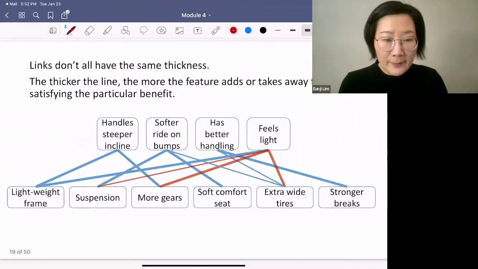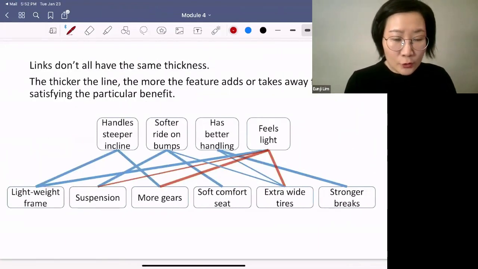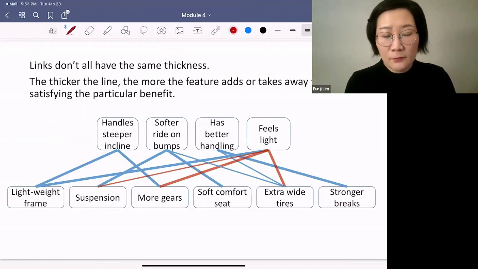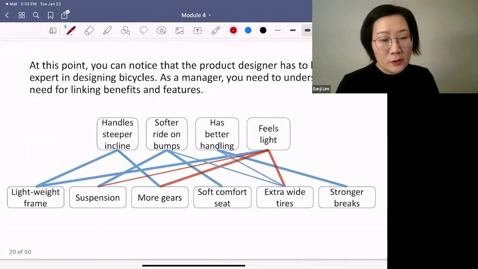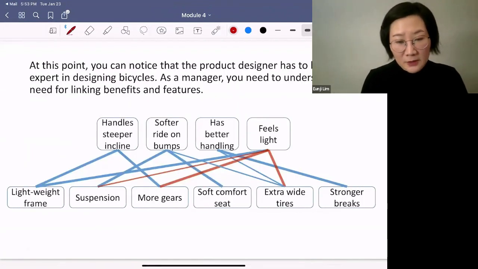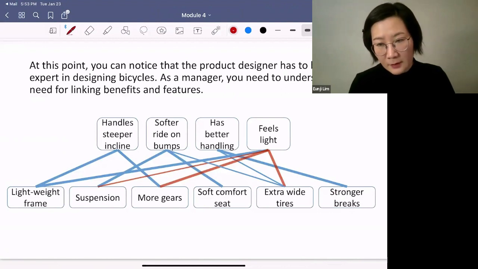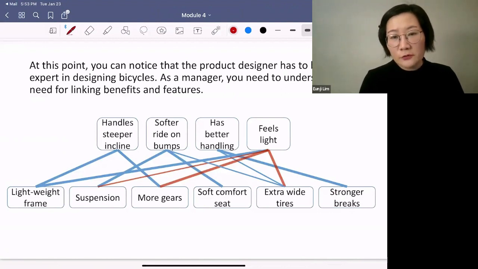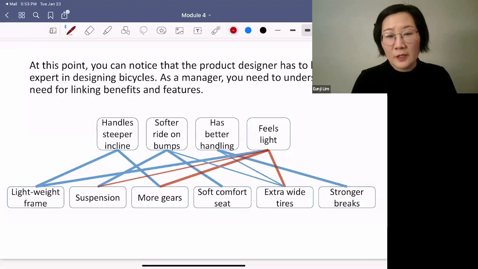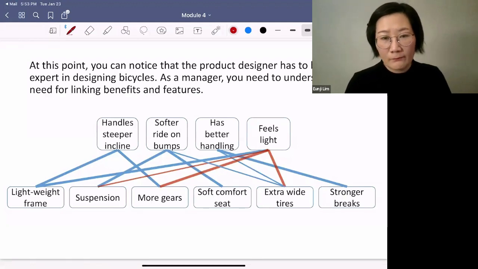So remember, links don't always have the same thickness. The thicker the line, the more the feature adds or takes away from satisfying the particular benefit. At this point, you can notice that the product designer has to be an expert in designing bicycles. As a manager, you need to understand the need for linking benefits and features.